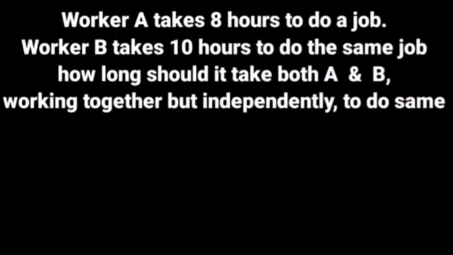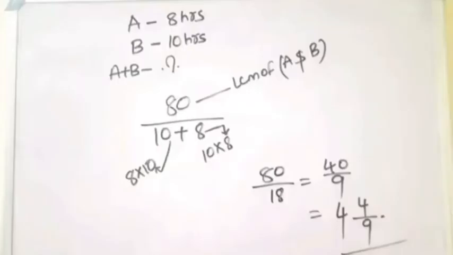Worker A takes 8 hours to do a job. Worker B takes 10 hours to do the same job. How long should it take both A and B working together but independently to do the same job? This is the first question. I am about to tell that LCM trick. If you use that LCM trick in these kinds of problems, you can solve the question in just 2 to 3 seconds. Believe me, so do this LCM trick.